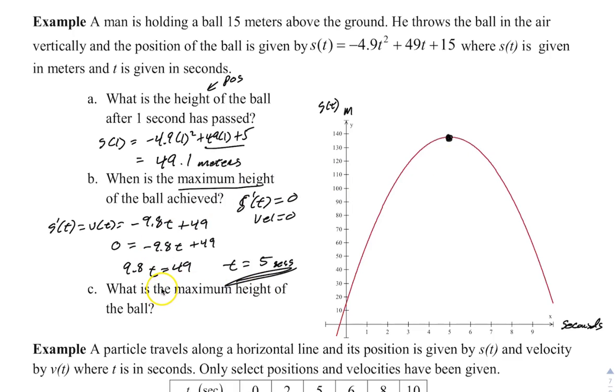So look at what they want. They want a position question, right? Where's the ball at when it's at its maximum? So we know it hits the max at 5 seconds, we just got to plug it into our position function, because again, they're asking for the position.